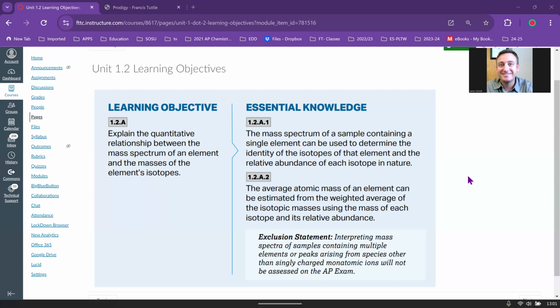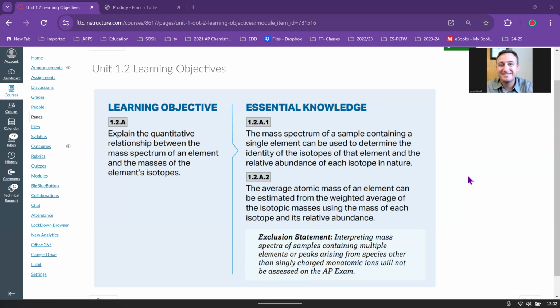So we're looking at Unit 1.2, and our learning objective here is to explain the quantitative relationship between the mass spectrum of an element and the masses of the element's isotopes. There are some key terms we need to be familiar with. One would be an isotope. Do we remember when we talked about isotopes before? Isotopes, and we're going to define these in just a second, are atoms of the same element, but they have different mass numbers due to having a varying number of neutrons.